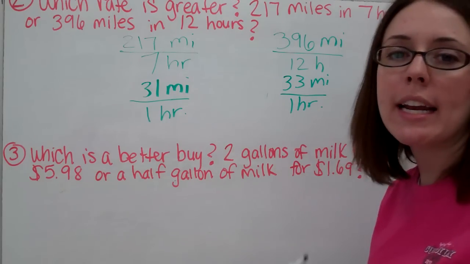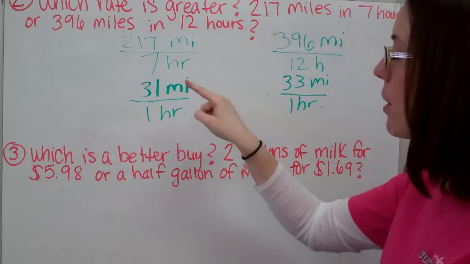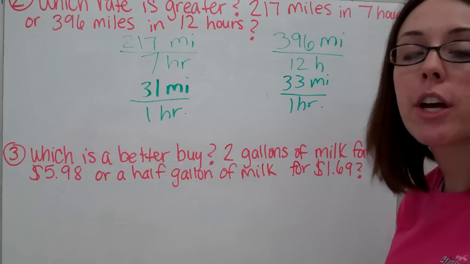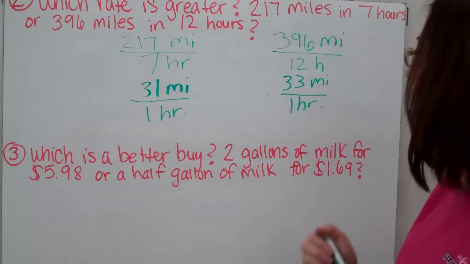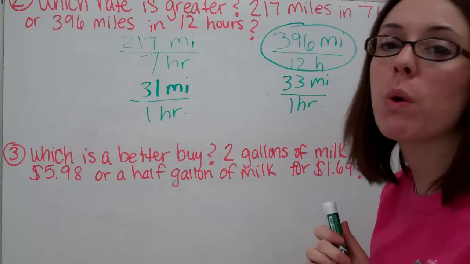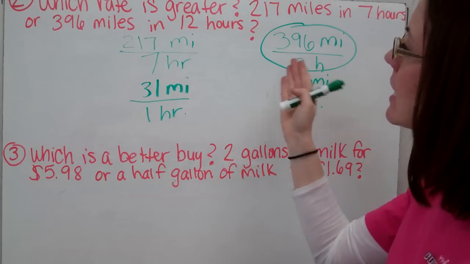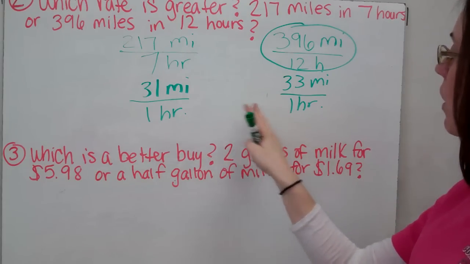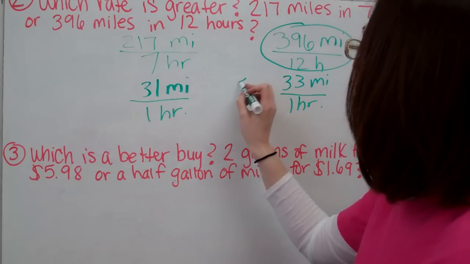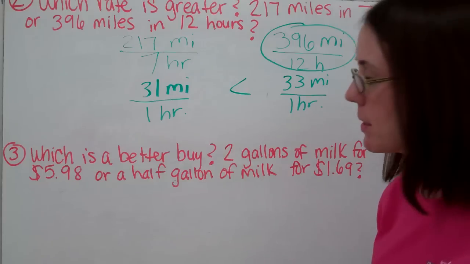So which rate is greater? Well, here we were able to go 31 miles in 1 hour. But here we were able to go 33 miles in 1 hour. So this rate, 396 miles over 12 hours, is the greater rate. Because when we have unit rates, we can compare the numerators. 33 is greater than 31 miles.